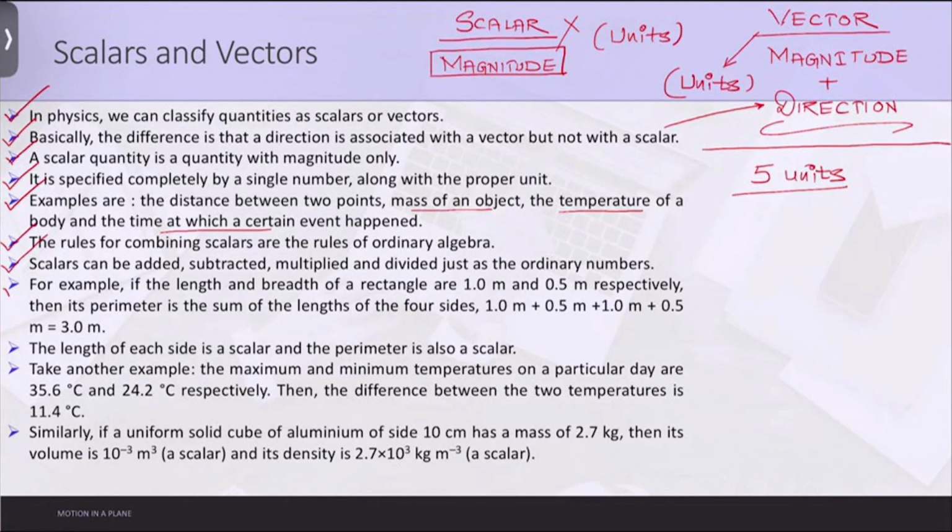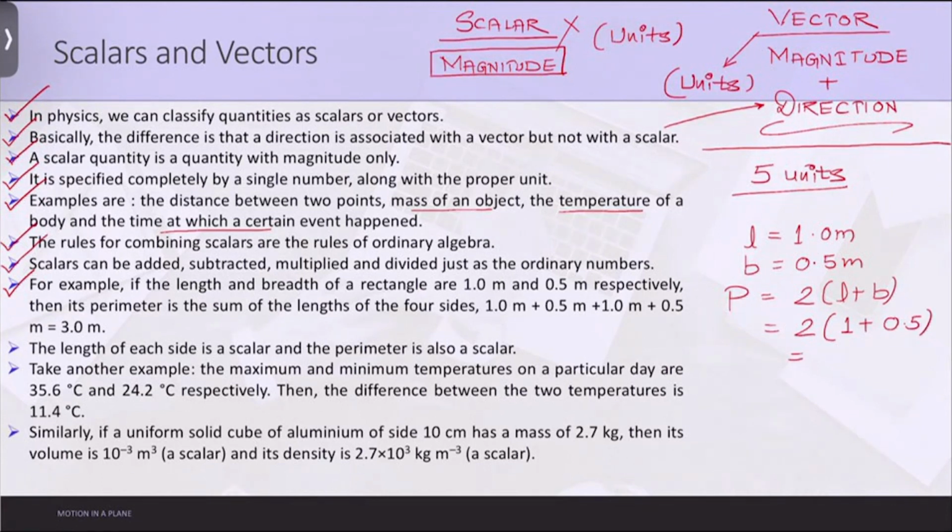For example, if the length and breadth of a rectangle are 1 meter and 0.5 meter respectively, so the length is given as 1.0 meters and the breadth as 0.5 meters. Then its perimeter is the sum of the lengths of four sides, right? So what is the perimeter of a rectangle? It is nothing but 2 into (L plus B). I'm just doing simple algebraic expressions here.